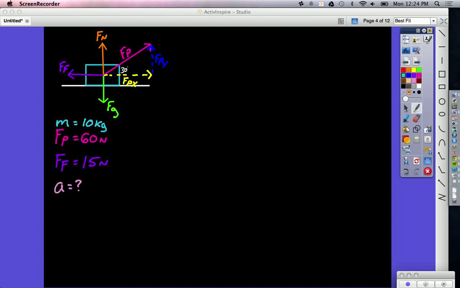Block at an angle. That angle is 30 degrees. And the force of pull given in the problem is 60 newtons. We know the block that we're pulling is 10 kilograms, and there's a 15 newton force pulling back to the left.